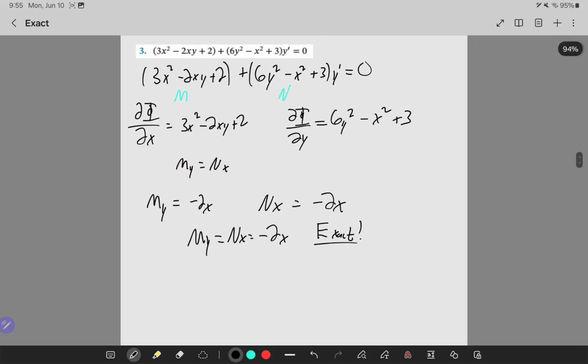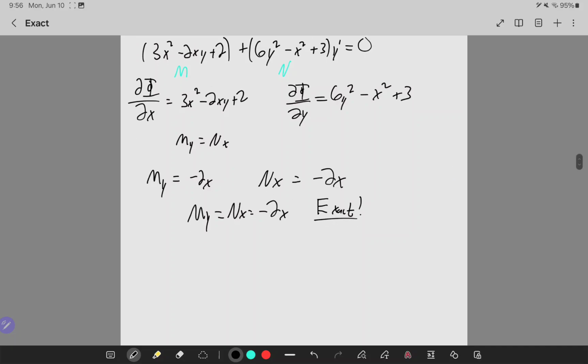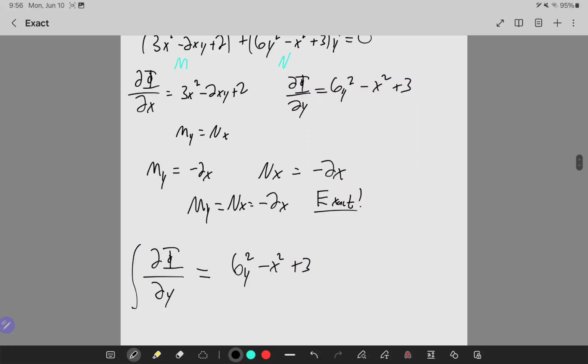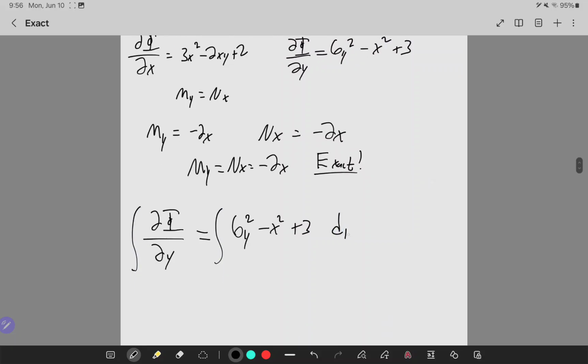Remember, like before, you can start with phi, whichever one you want to integrate first. Just to show you that you can do either one, let's do the partial of phi with respect to y first. So let's start with this one: 6y squared minus x squared plus 3. Let's integrate both sides. Now this is with respect to y.